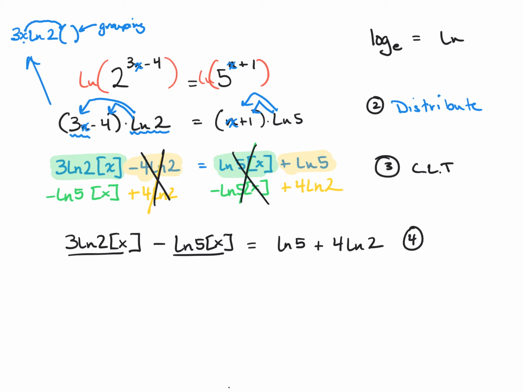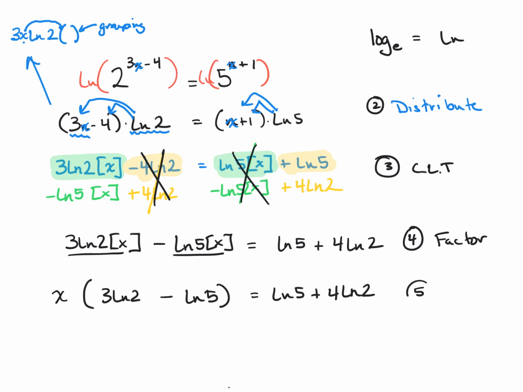And then number 4 here, what we're going to have to do is, 99% of the times when you have problems like this, when you have variables on both sides of the exponents, you're going to have to factor the x. So we factor this side, and when we factor out that x, it becomes x in parentheses, 3 natural log of 2 minus natural log of 5 equals just what the other side is, natural log of 5 plus 4 natural log of 2, and literally last step here is going to be divide.